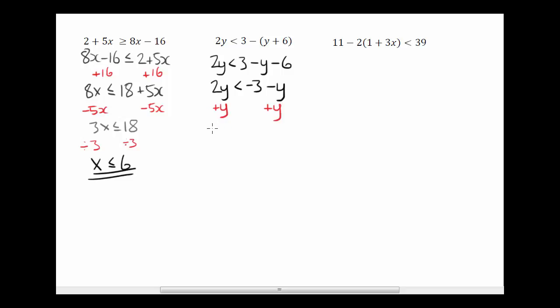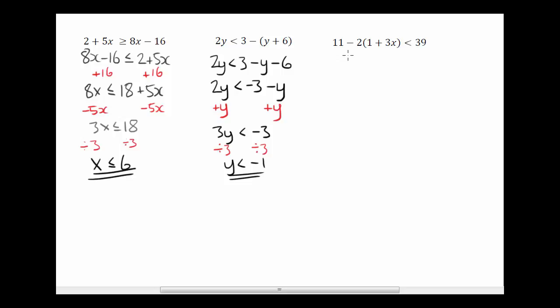So that's going to give us 3y is less than minus 3, and just like the previous one, you divide that by 3, you have to divide that by 3, and we end up with y is less than minus 1. And last but not least, this one.